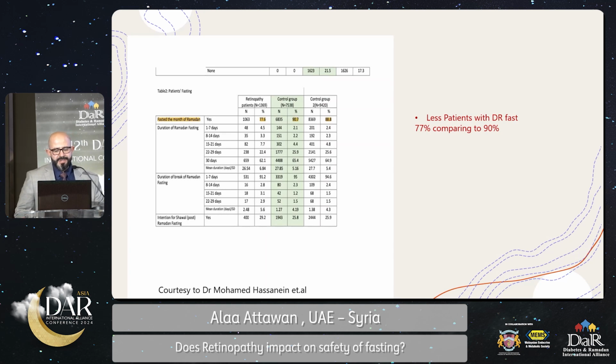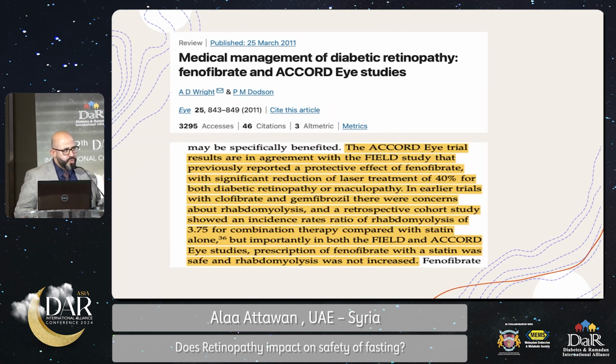In the study, about 77% of patients managed to fast. 77% of patients with diabetes or diabetic retinopathy managed to fast in comparison to 90% in the other group. Worth mentioning that about 21% of patients with diabetic retinopathy had hypoglycemia during Ramadan. So yes, from an ophthalmology point of view, I do like my patients to fast, but on the other hand, we don't want the patients to have hypoglycemia. So it's a catch-22 really.